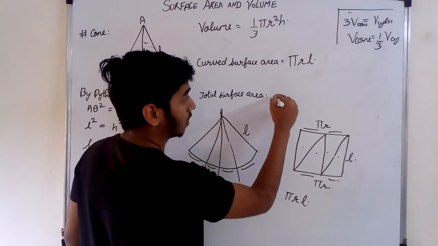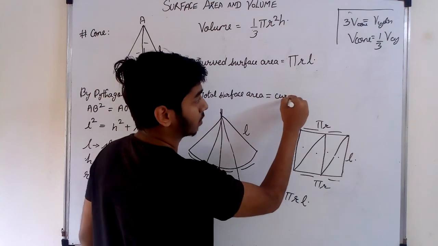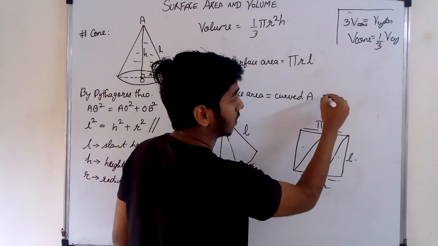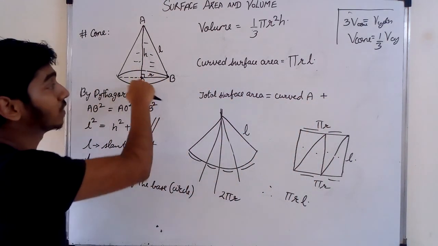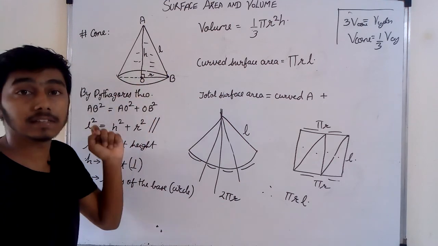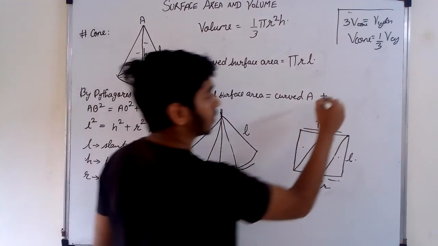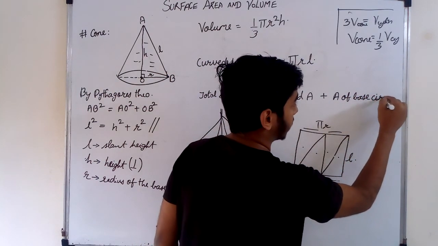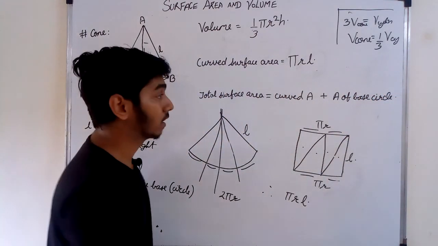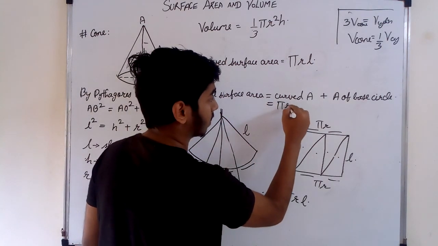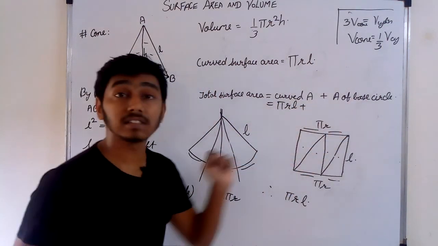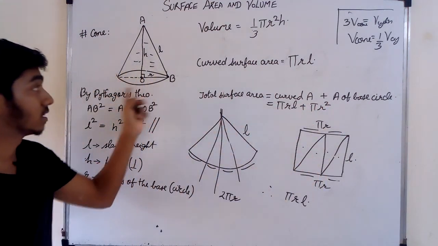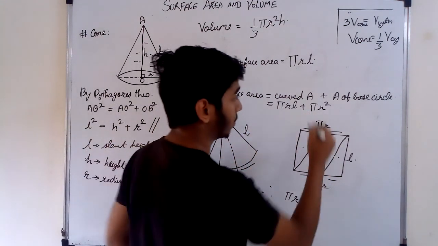That is, this curved surface will be equal to curved surface. Sorry, total surface will be equal to curved surface area plus area of the circle which is at the base. So we can say area of base circle, correct? So this curved surface is pi r l plus area of base surface is pi r square. Yes or no? Because it is a circle, therefore pi r square.